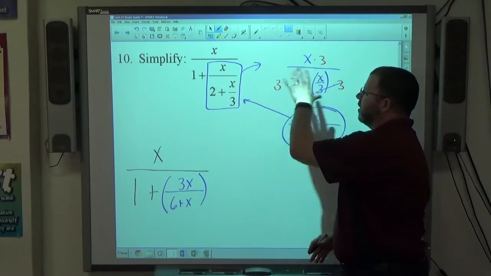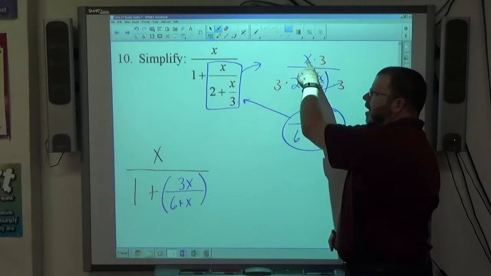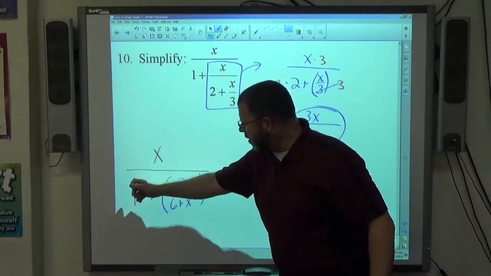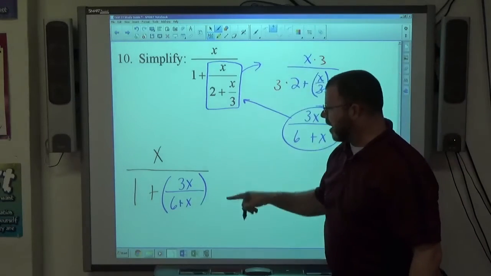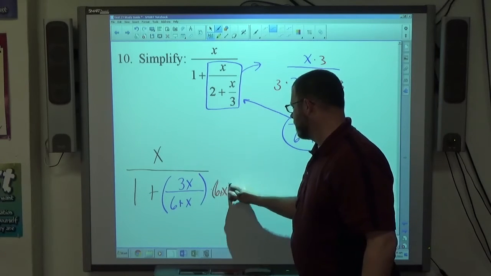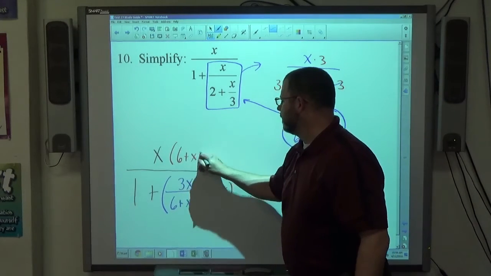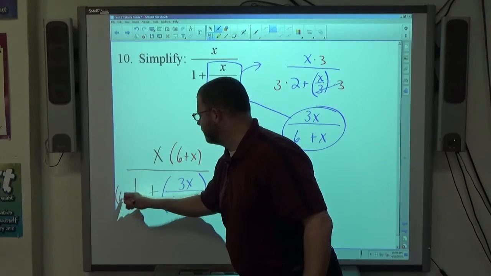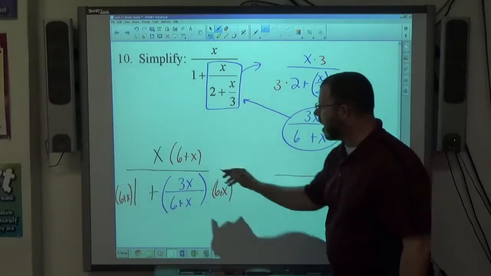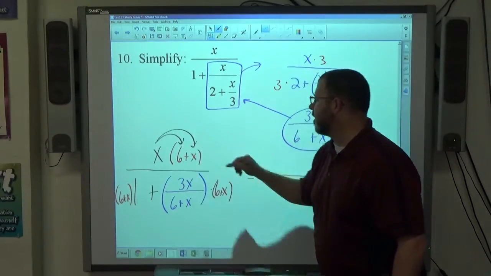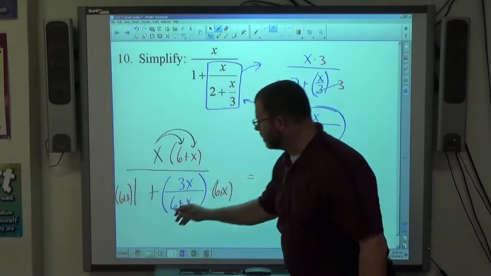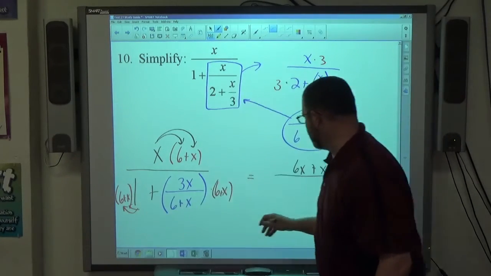Now, this has the exact same structure this had. We have a single object, not a fraction, a single object, not a fraction, and a single object fraction. That's what's happening here. Not a fraction, not a fraction, fraction. The common denominator of the only fraction there is just going to be 6 plus x, so times 6 plus x, times 6 plus x, and times 6 plus x. So, on top, x times 6, x times x. I'm going to get 6x plus x squared. On the bottom, 1 times 6, 1 times x. That just makes 6 plus x.